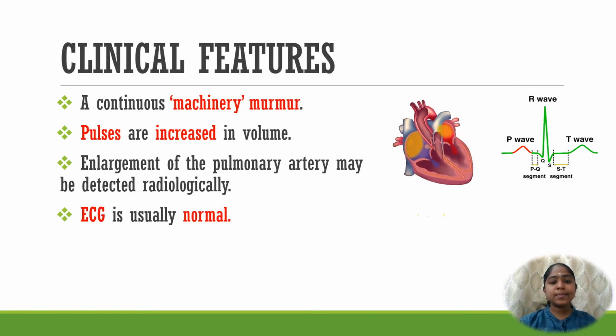A continuous machinery murmur is heard with late systolic accentuation, maximal in the second left intercostal space below the clavicle. It is frequently accompanied by a thrill. Pulses are increased in volume. Enlargement of the pulmonary artery may be detected in radiography. The ECG may appear normal.